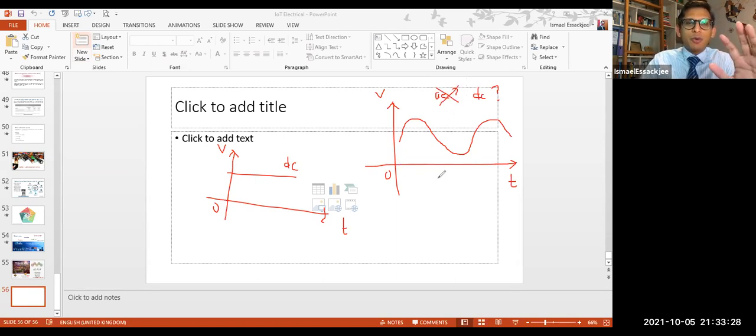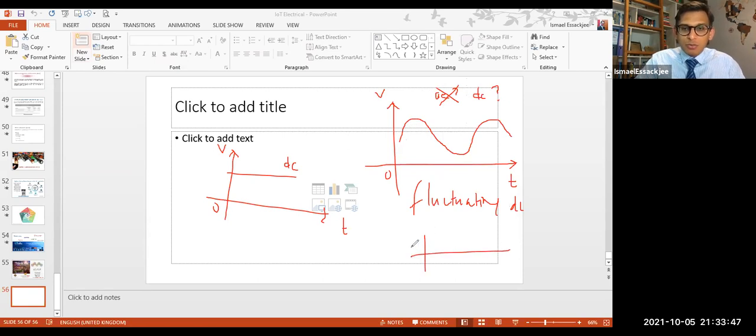How do we differentiate between AC and DC? For AC, we need to have a change in polarity. Here, it is a fluctuating DC. We call that a fluctuating DC. We have only positive, or we can have only negative values. So maybe this is the 0 mark.